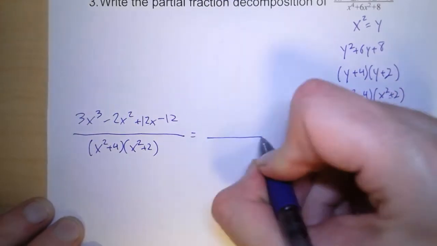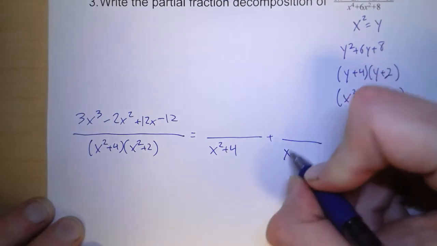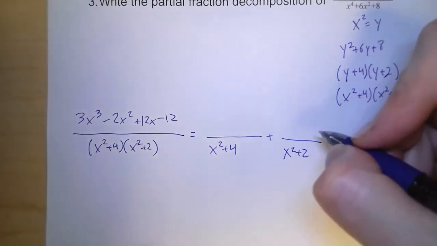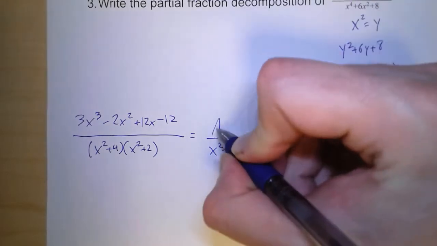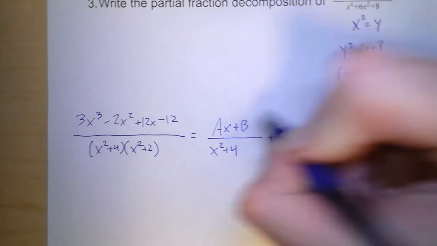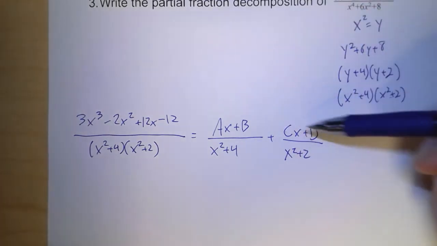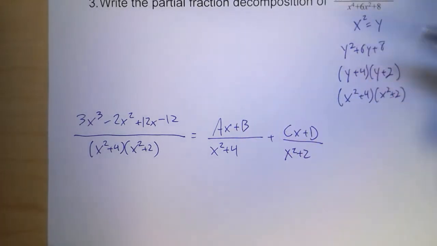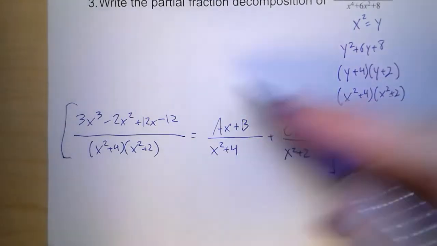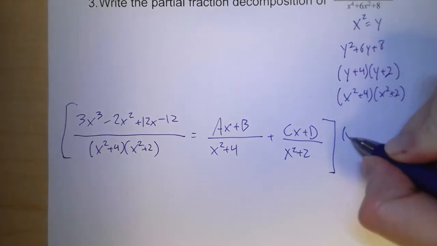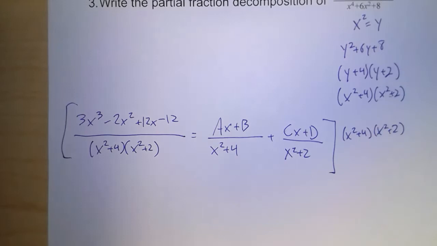And so we're going to break this into x squared plus 4 for one fraction and x squared plus 2 for a second fraction. Now these are both quadratic, so that means on top they have to be linear. Ax plus b and cx plus d. And we use different letters because we don't know if these are the same. So now we're going to multiply by this denominator here. We have x squared plus 4 times x squared plus 2.